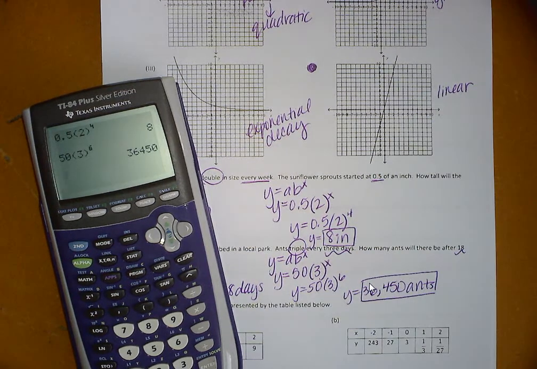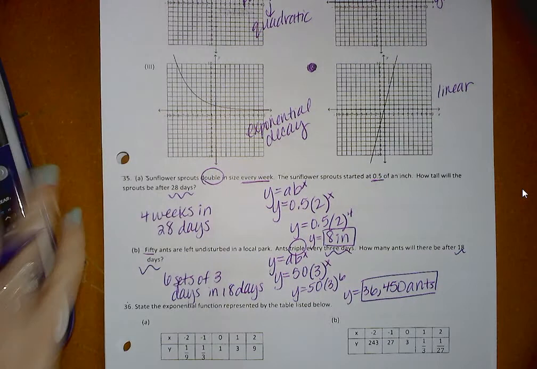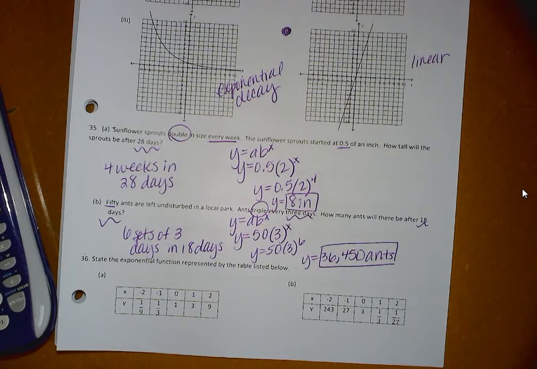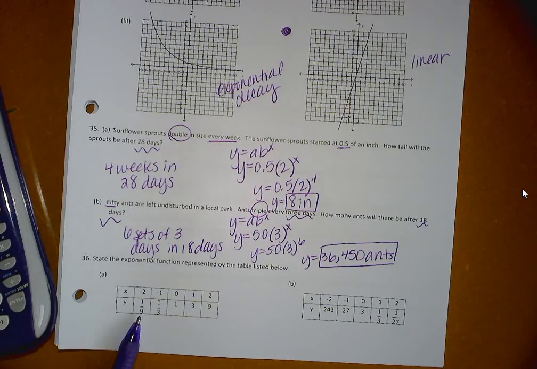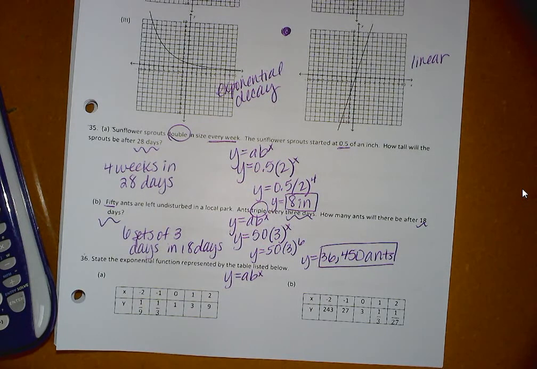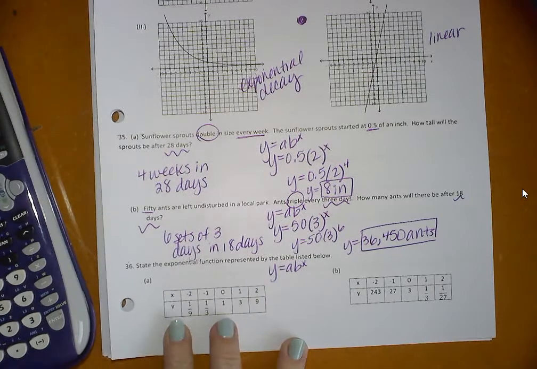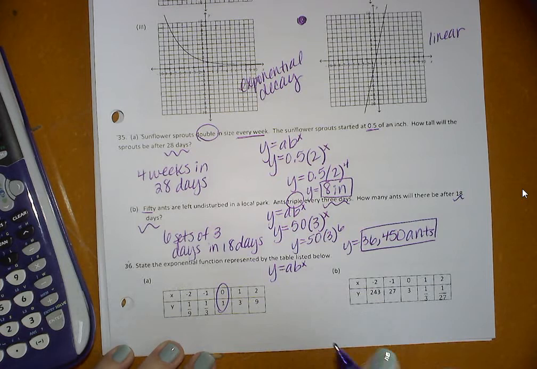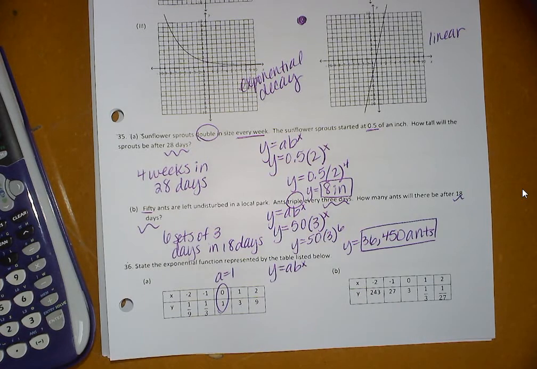Okay. And the last problem for this video is 36. So in 36, we're talking about what is the exponential function that we see in this table. So again, I'm going to go off of our formula here that we used in 35. And we are trying to determine our a value and our b value so that we can write our exponential function. So first of all, we know our a, our initial, our original amount, is always when x is 0. So that means our a value is going to be 1 in this first problem here.